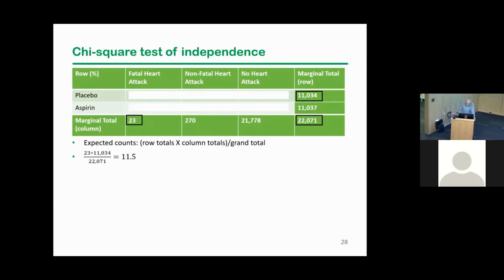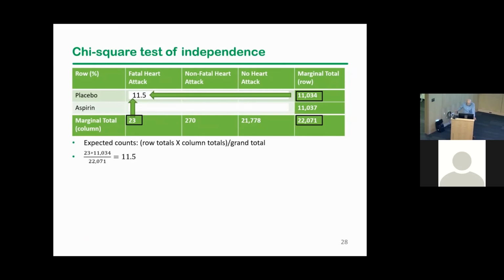I need the marginal total for the fatal heart attack group. I need the marginal total for the placebo group, and I need the denominator for the entire sample. And you can see here, using this formula, 23 times 11,034, which are the marginal totals, and divide that by 22,071, that's the expected count. So 11.5 would be the expected fatal heart attack count.